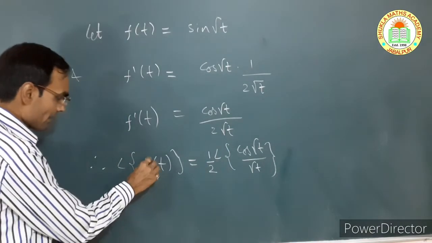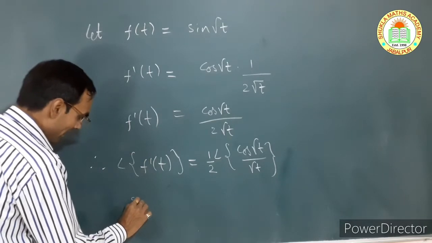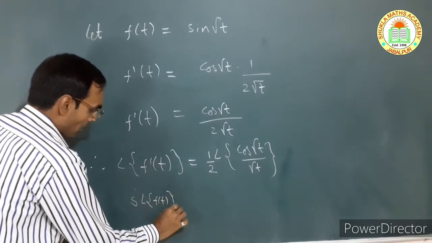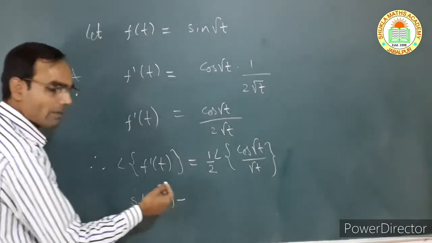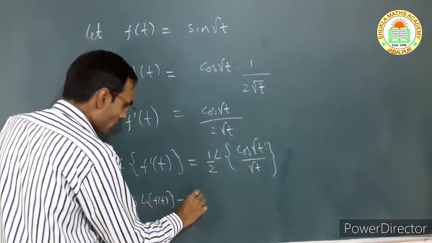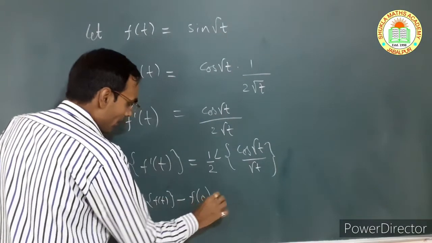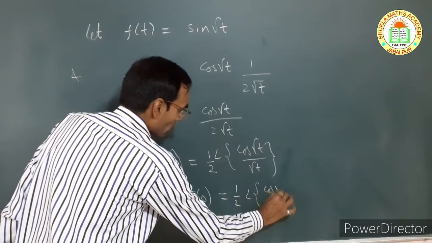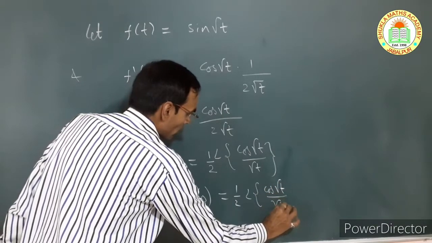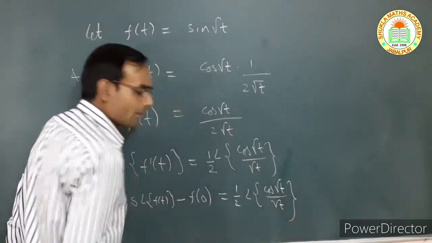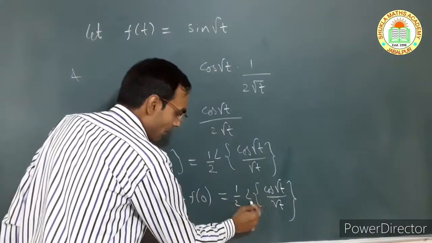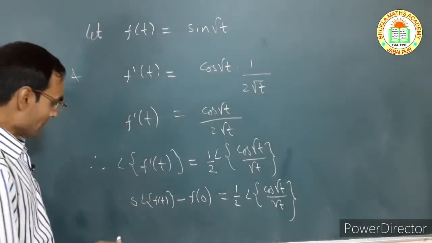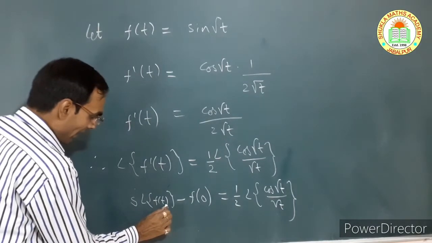And then we use the Laplace of derivative formula on the left hand side of this equation. So here we have s^1 Laplace of f(t) minus s^(n-1), means 1 minus 1 is 0, into f(0), equal to 1 upon 2 and Laplace of cos root t upon root t as it is. We have to find the value of Laplace of cos root t by root t. So the remaining terms we will solve here, and s into Laplace of f(t).